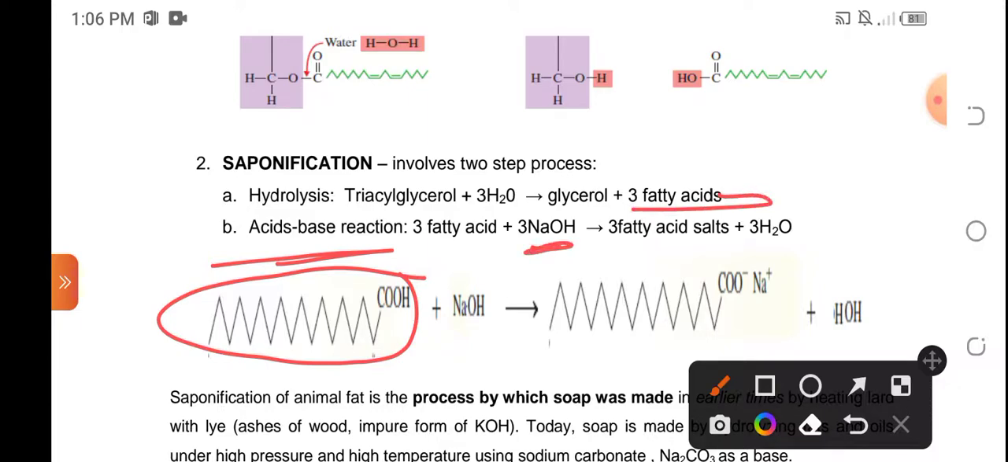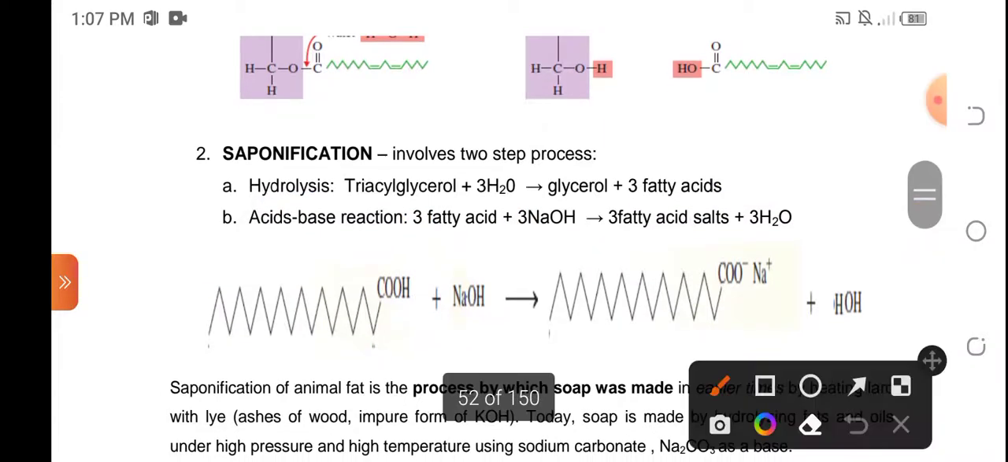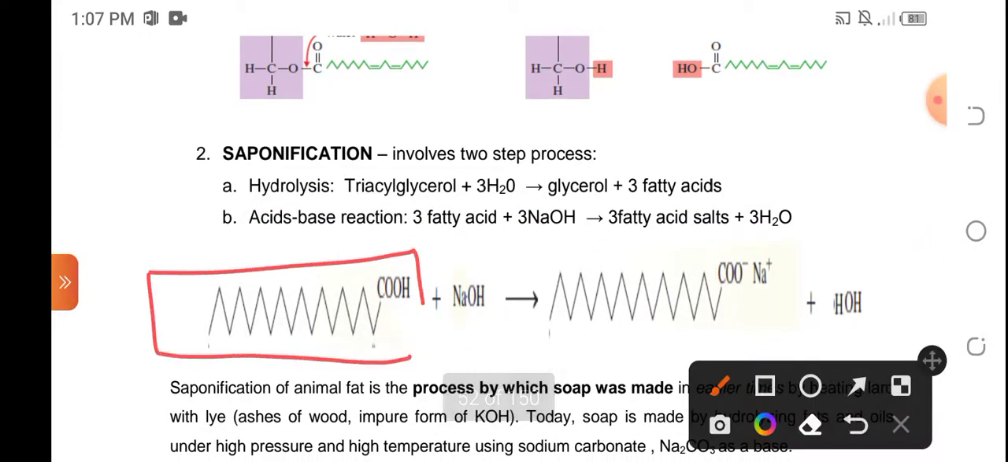Makiki-interact daw siya sa sodium hydroxide. Okay, so since we are producing 3 fatty acids during hydrolysis, of course, we will be needing 3 molecules of sodium hydroxide. But for this example, isa lang yung gagamitin mo, i-represent natin na fatty acid. So isa lang na sodium hydroxide muna ang gagamitin natin.